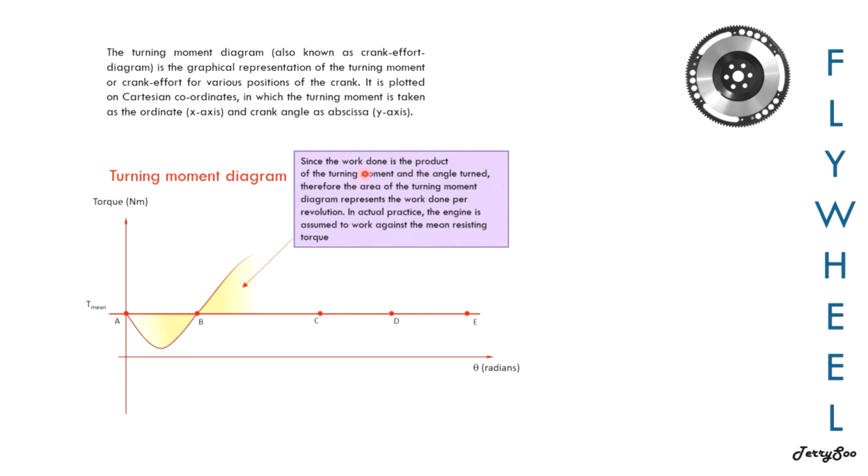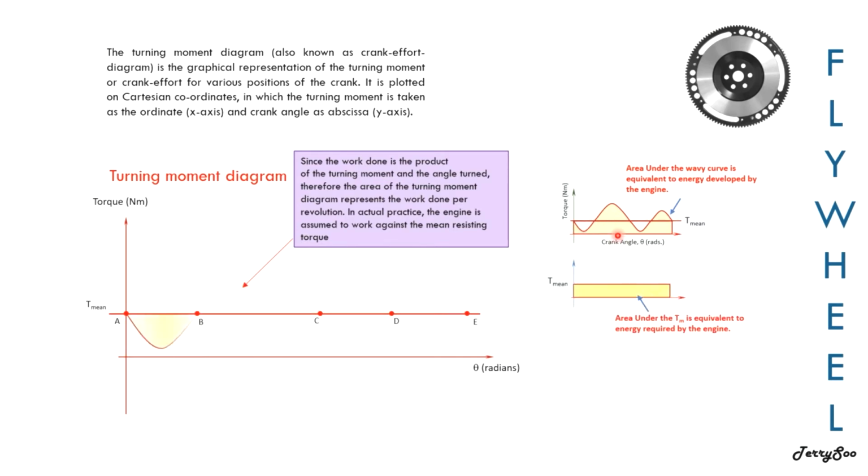Since the work done is the product of turning moment and angle turned, the area of the turning moment diagram represents the work done per revolution. In actual practice, the engine is assumed to work against the mean resisting torque. So in actual practice, the energy that is required by the engine is usually measured by taking the area which is below the mean torque line. So the area below the mean torque line is, in actual practice, the energy required by the engine.